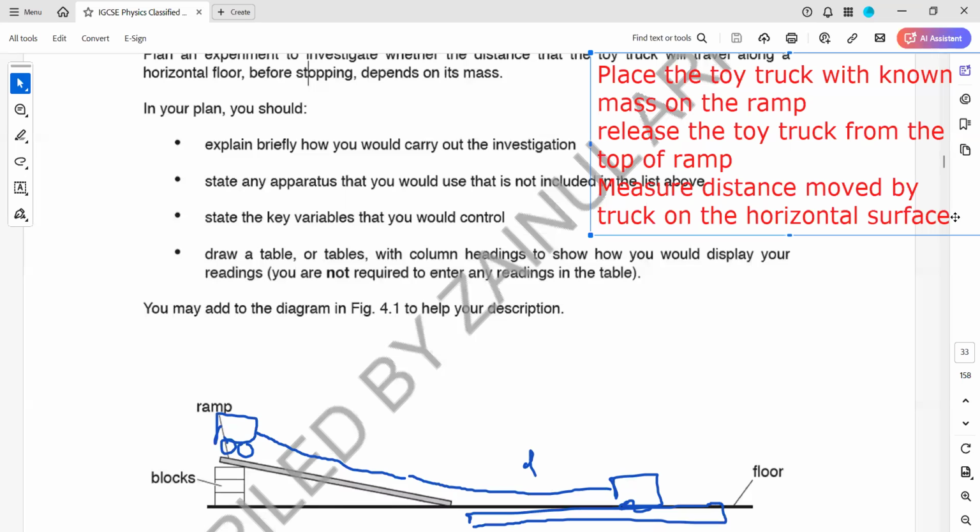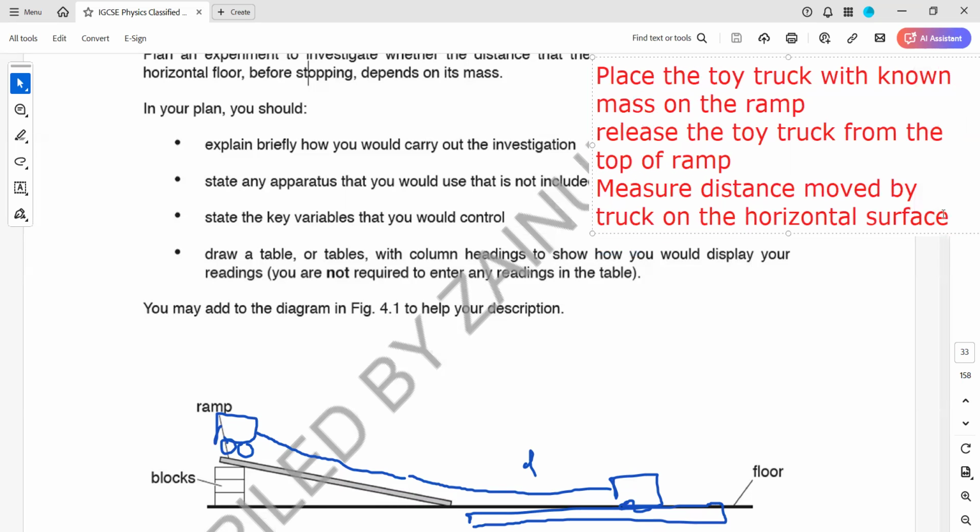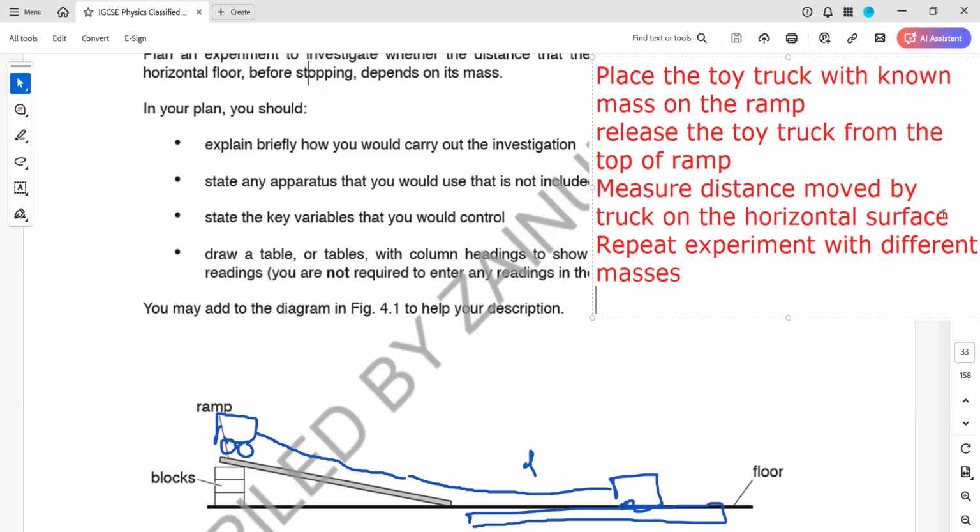But you are not supposed to just say repeat once. You have to mention how many times you will repeat. So repeat the experiment with 5 different masses. And then, whenever you are writing any investigation or procedure, you should mention the source of error or uncertainty. So we should avoid a parallax error in measurement of the distance.